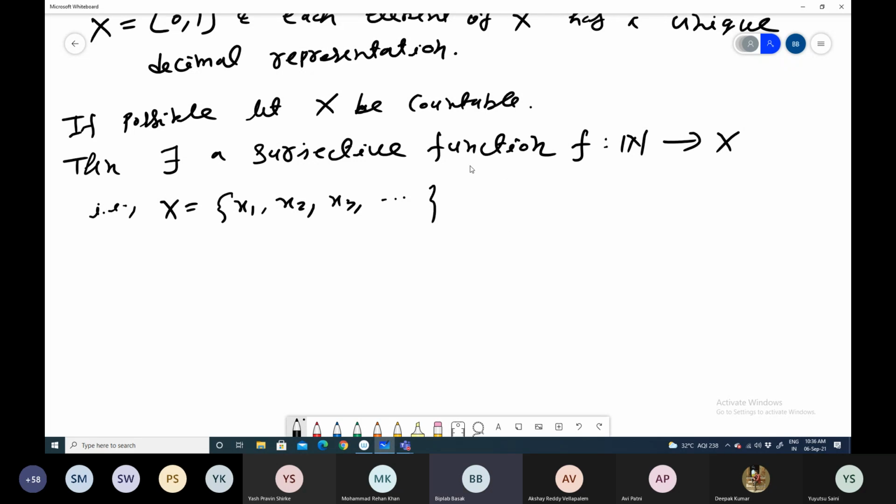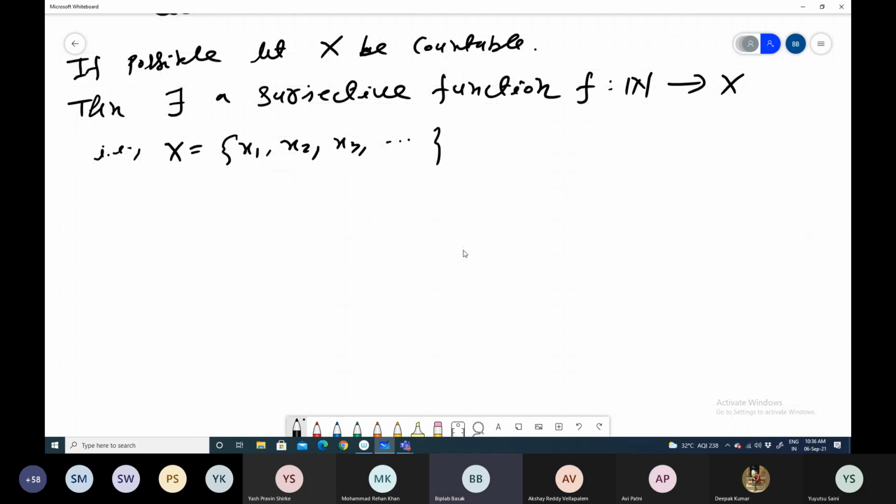So therefore, there is a surjective function f from N to X, and X can be written as this, where xn equals f of n for all n. Now again, we will give the contradiction that this list is not complete. If X is countable, then there is a surjective function, but we will prove that there is one element from X which is not in that set, using a similar concept.